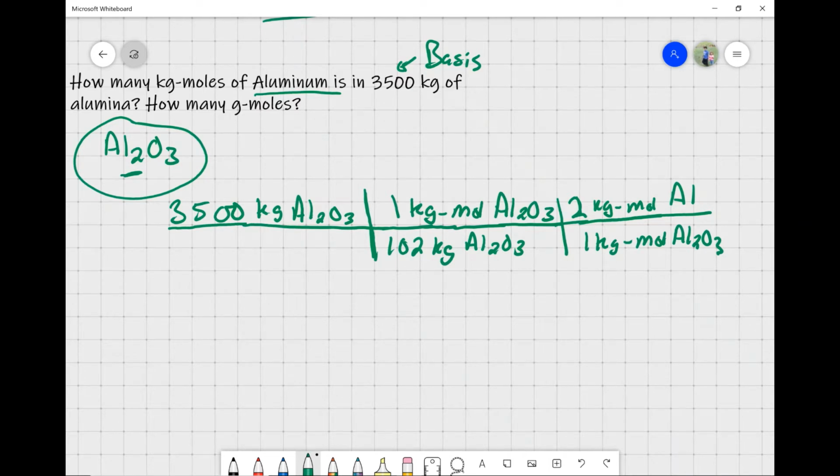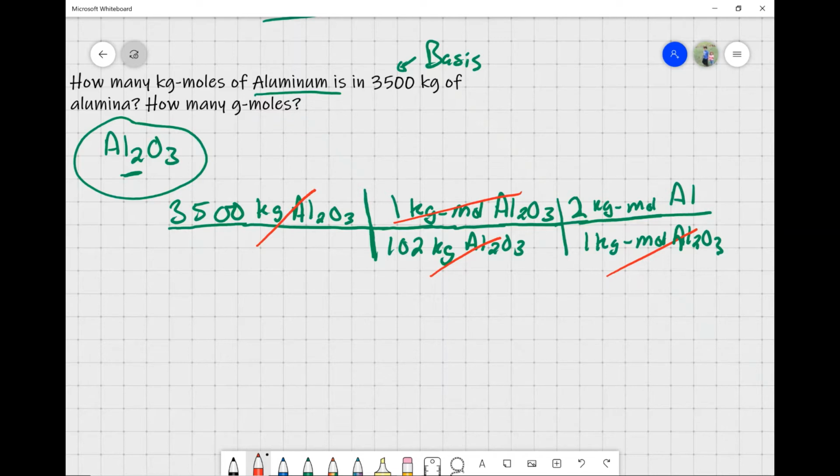Do our units cancel? This is why you want to get in the habit of labeling everything. Kilograms Al2O3 cancels with kilograms Al2O3, and kilogram moles Al2O3 cancels with kilogram moles Al2O3. We're going to get kilogram moles of aluminum at the end of the day. We've canceled, so we can use our calculator: 3,500 divided by 102, multiplied by 2.